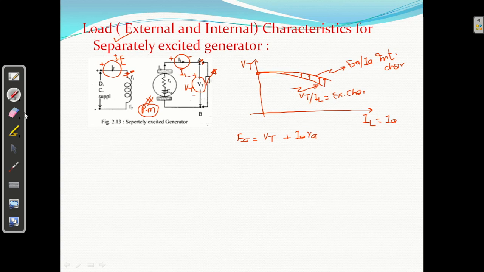Now the next characteristic I am going to discuss is for the series generator. And this drop that you see here, what is it? It is the IARA drop, the ohmic drop, the IARA drop.